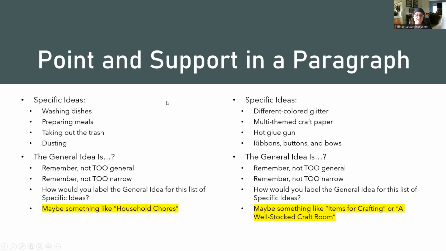So there's going to be another part of the assignment where it's very similar. And it's going to look a lot like this slide, where you're still given your list of specific ideas, but then you have to actually come up with the general idea. You have to state it in your own words. You're not going to have a list to choose from anymore. So here we have this list of specific ideas: washing dishes, preparing meals, taking out the trash, and dusting. So what is the general idea of this paragraph? What would we say in our topic sentence? What would we mention in that first sentence that encapsulates those four specific ideas?